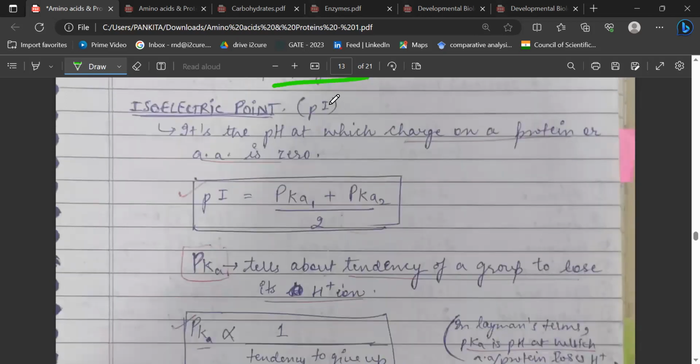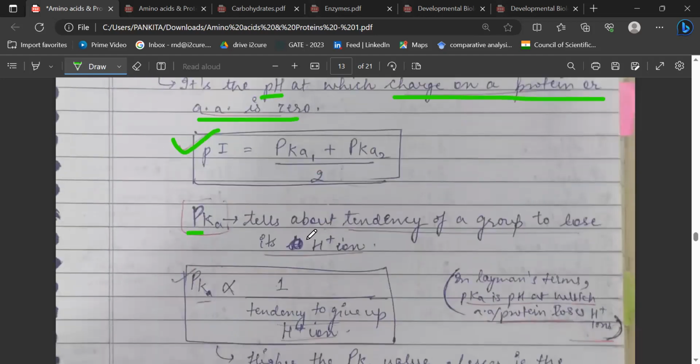Isoelectric point, which is also known as pI, is the pH at which the net charge on a protein or an amino acid is 0. So how do we calculate the isoelectric point? We find the average of the pKa1 and pKa2 values.